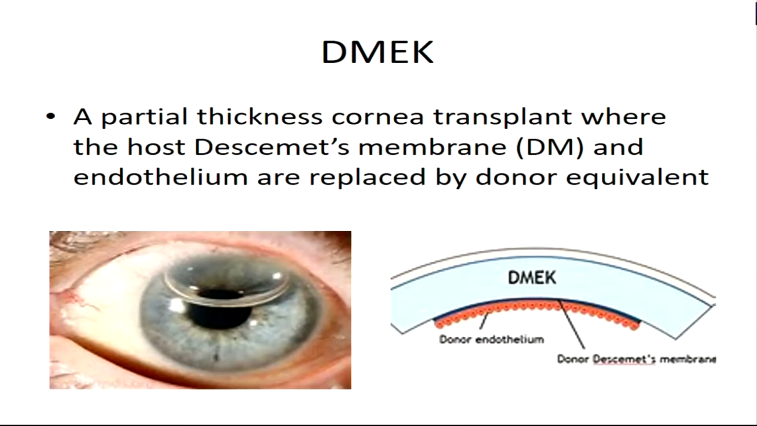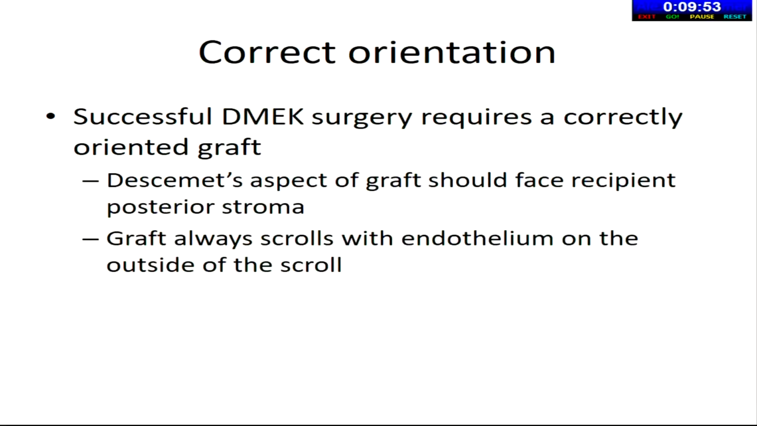As you know, DMEK is a partial thickness graft whereby the Descemet membrane acts as a carrier for endothelium, and it is like replacing like. Correct orientation is really important, and that's already been mentioned, and it really depends on the Descemet aspect of the graft facing the posterior stroma of the recipient. And as was already shown by Dr. Rishi, the graft always scrolls with the endothelium on the outside of the scroll.